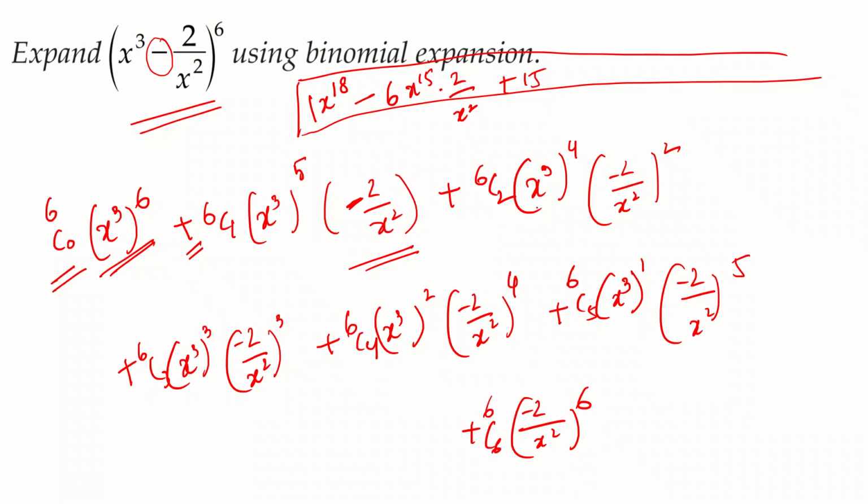So 6c2 is 15, and x cubed to the power of 4 is x to the power of 12, times minus 2 by x squared whole squared. So we have minus 2 by x squared into minus 2 by x squared. Minus minus actually gives us a plus, so that is why we have a plus outside over here. Then 2 squared gives us 4, and x squared the whole squared gives us x to the power of 4. Then the next term is 6c3, which is 6 times 5 times 4 by 3 factorial. 3 factorial is 6 and 5 times 4 is 20. All right, so this is 20 over here.